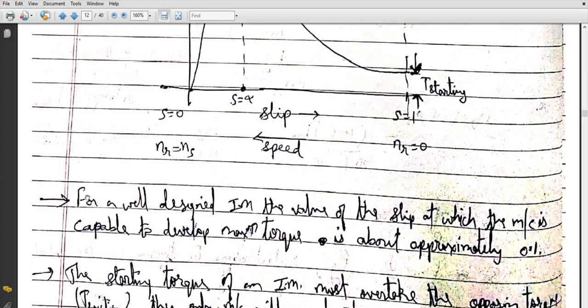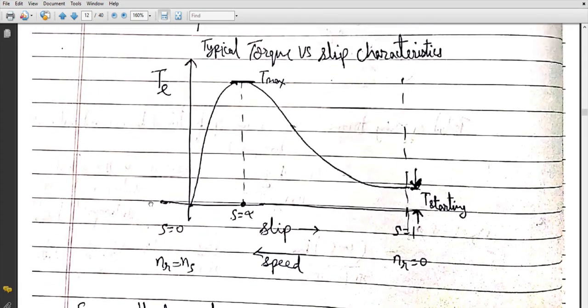What does it say? That for a well-designed induction motor, the value of the slip at which the machine is capable of developing maximum torque is approximately 0.1. What they are trying to say is that for a well-designed induction motor, the value of the slip for which maximum torque occurs, meaning this s equals alpha, is usually 0.1. That is, s for T max is usually 0.1 or less than 0.1, approximately taken as 0.1 or 10%. The slip is 10% of the maximum value. The maximum value is s equals 1, so it is around 10% of the maximum value.